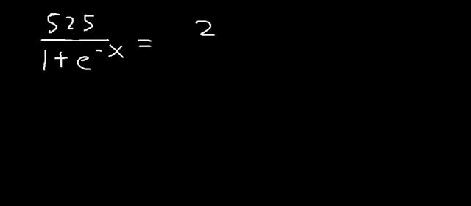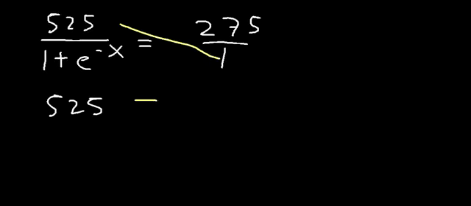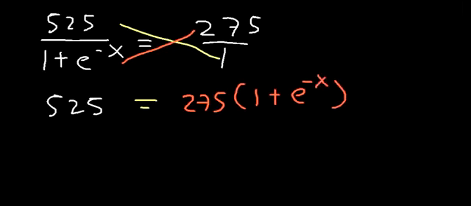Now our final example relating to solving equations will be this problem. Let's try this: 525 divided by 1 over e to the negative x is equal to 275. How would you solve a problem like this? What I would do is put this over 1 and then cross multiply. So 525, if we multiply these two, is equal to the multiplication of those two terms: 275 times 1 plus e to the negative x. Now what I would do is divide both sides by 275.